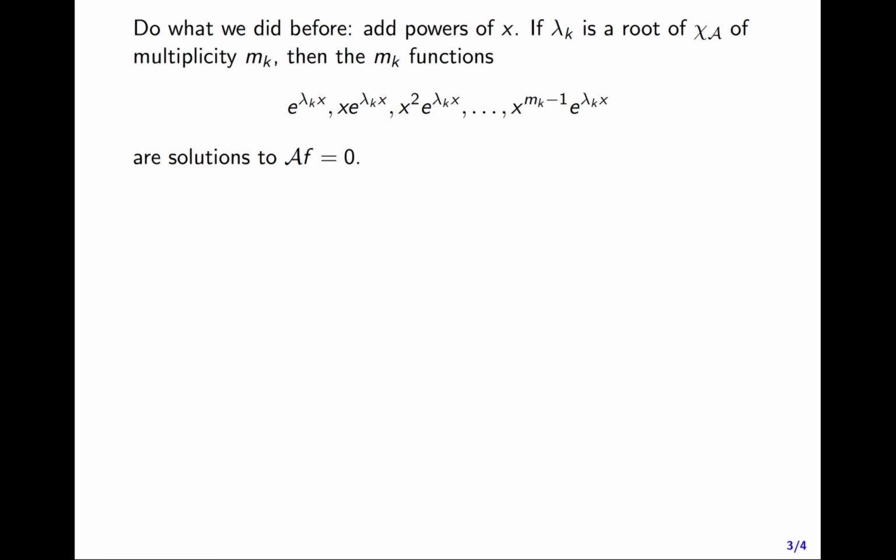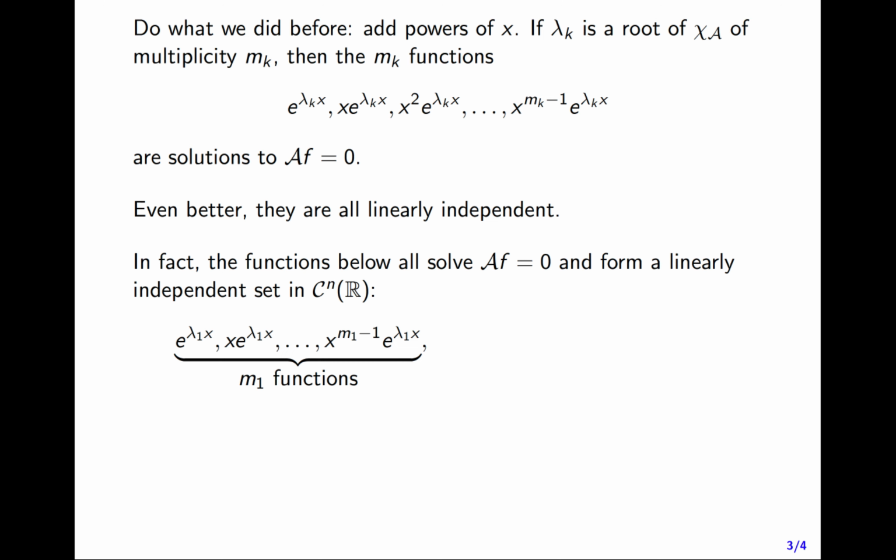So don't be confused with the counting. The last power of x is m k minus 1, but I start with this e to the lambda k x, and that has no power of x in front of it. I claim all these m k functions solve A f equals 0, and they are all linearly independent. So that's what I do for one lambda k.